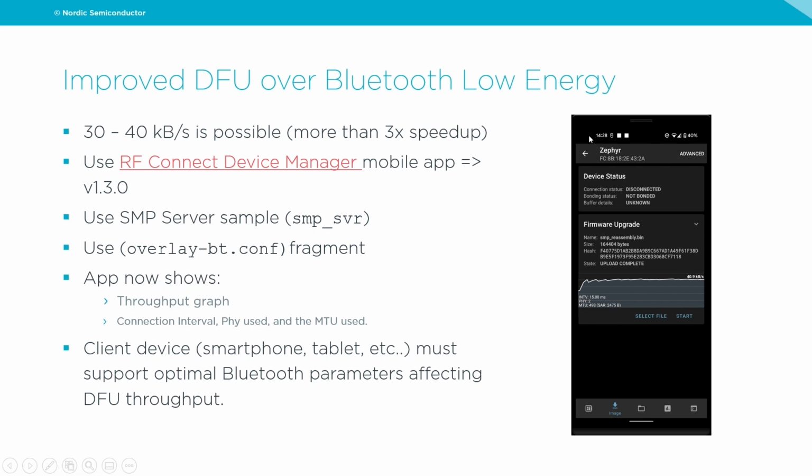And then you can see the app now. This is a new feature added. It will show you the throughput graph. You can see this is the graph of the actual speed, and the speed will be displayed here. And it will also show you the connection interval, the physical layer used, and the MTU used. And again, these parameters are also dependent on the client device, whether that's a smartphone or a tablet and so on. The device should support optimal Bluetooth Low Energy parameters affecting the throughput to take full advantage of this.